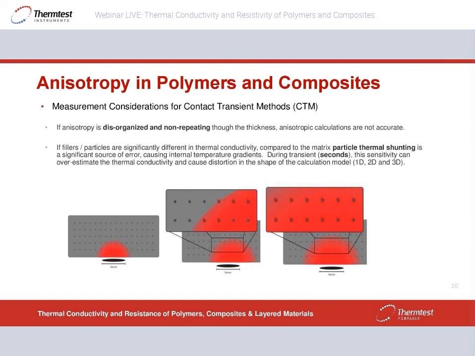The opposite is true if those particles were conductive and the matrix was more insulative, like a polymer and a metal filler, you would actually be shunting through the particle. The shape of this might look a little different, but you would be overestimating in both cases compared to full thermal resistance, which is what we'll talk about next.